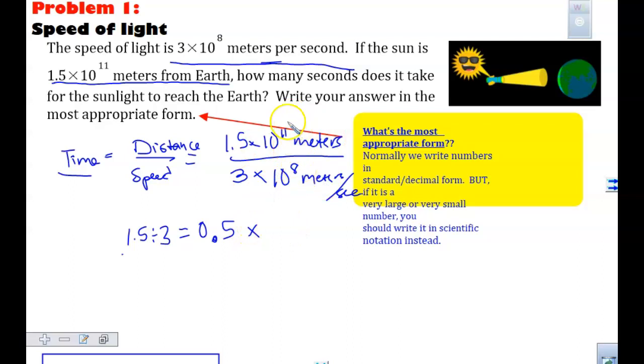What am I doing with these two exponents when I divide? Subtracting. So I'm going to take 11 minus 8. So my answer came out to be 0.5 times 10, and in this case it was 10 to the third.